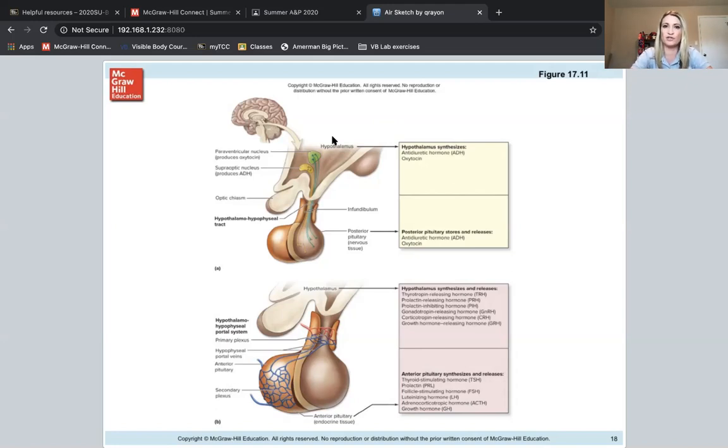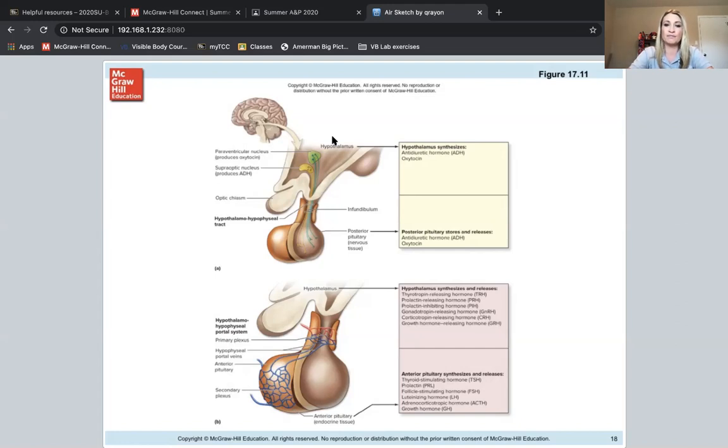two hormones that are going to be directly passing into the posterior pituitary, and these are called oxytocin and antidiuretic hormone. As we can see from this figure, oxytocin is produced in the paraventricular nucleus, and ADH is produced in the supraoptic nucleus. And these are just regions of the hypothalamus that have a concentration of cells that produce these hormones.